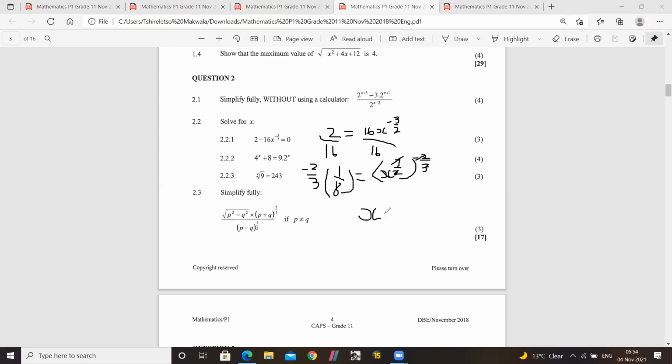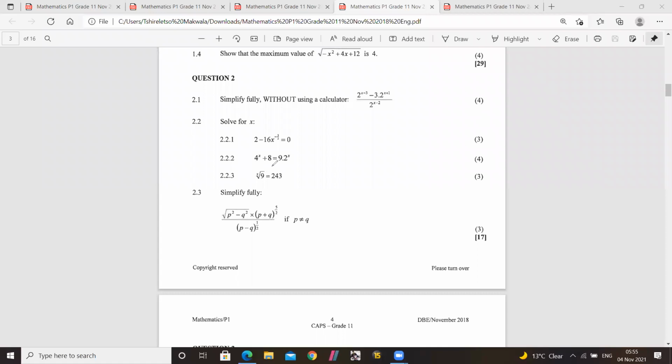So you can just put this into a calculator and you'll get your answer. So that will be equal to 4. So x is equal to 4 for this one. Then yeah, let's move on. That one was fairly simple. 2.2.